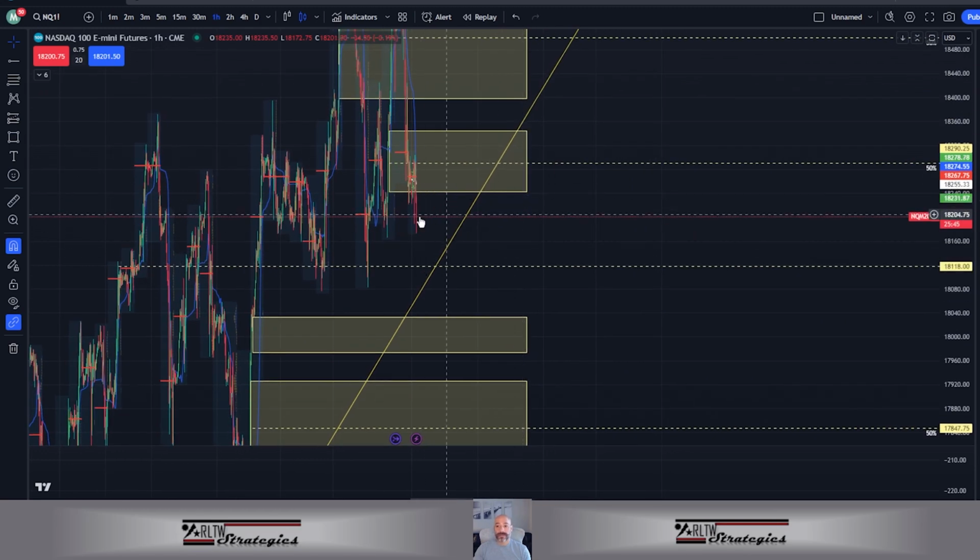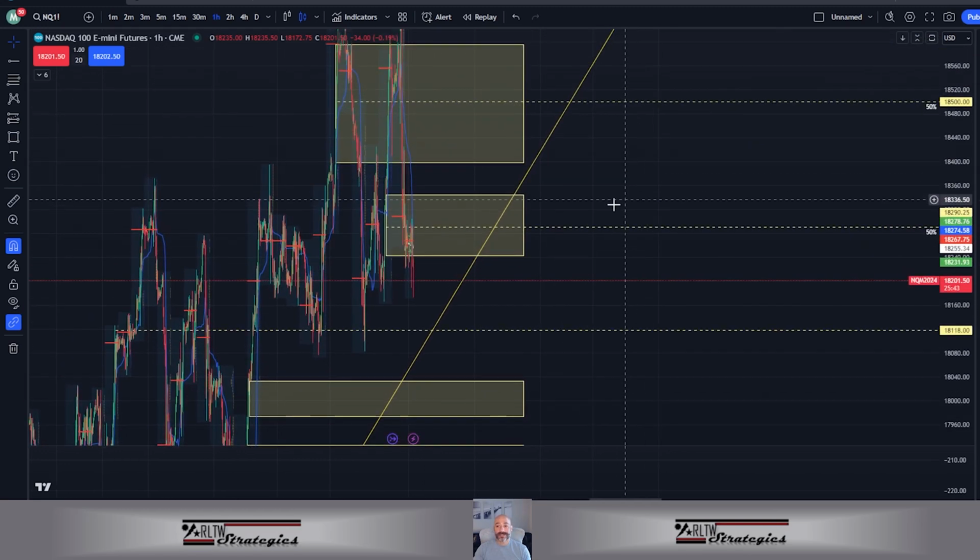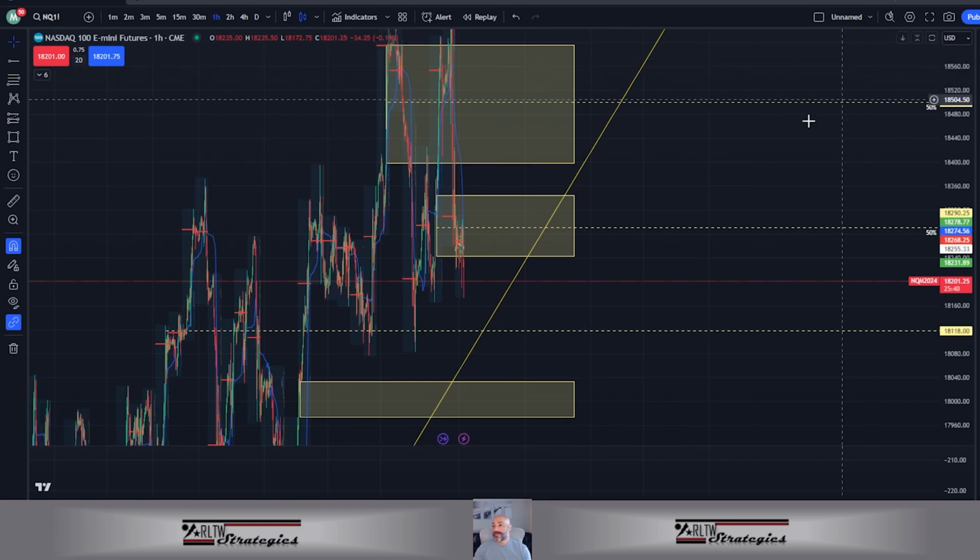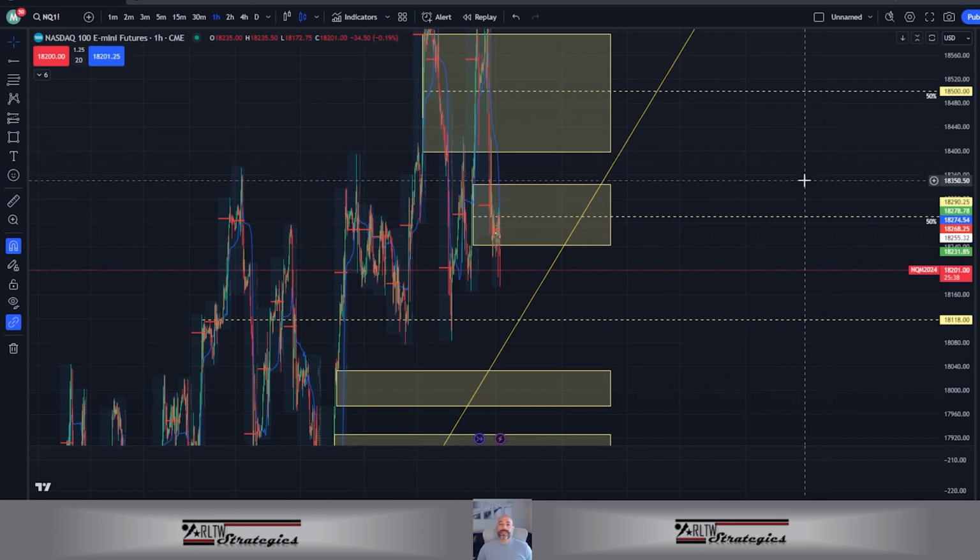Everything above the current price will be an area of resistance until price breaks through it. So that's it with the charting. We'll go ahead and wait until market opens, and I'll see you guys back in the markets.